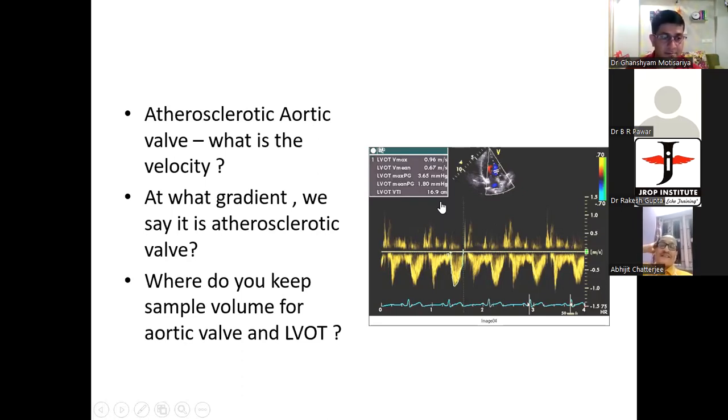Sorry, sir. And LVOT? LVOT is the left ventricular outflow tract. So we have to keep it at LVOT or aortic annulus. Aortic annulus, yes. Right? Aortic annulus. Yes, sir. Great. So don't forget, read it. Definitely. Yeah, aortic annulus.